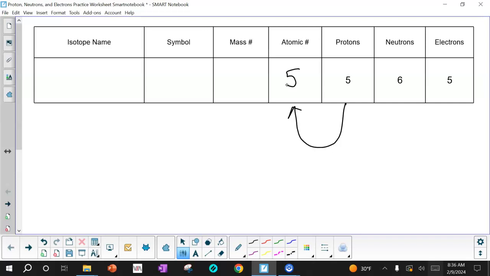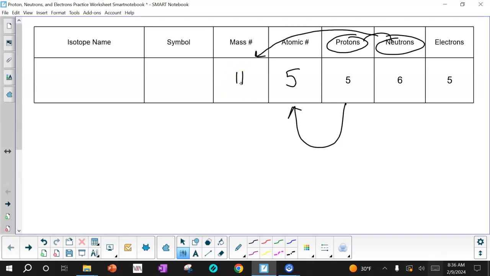When I'm looking at the mass number, I'm not going to use the mass on the periodic table. That's an average atomic mass. So what I actually want to use is the specific mass of this isotope. You'll recall that these two subatomic particles, protons and neutrons, are the ones that have mass. So it's the sum of those two. So 5 and 6 will give me a mass of 11.